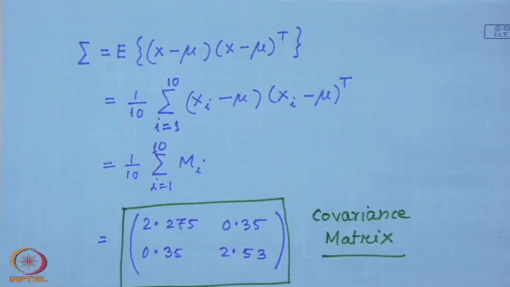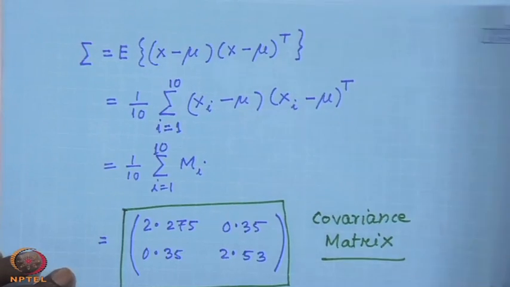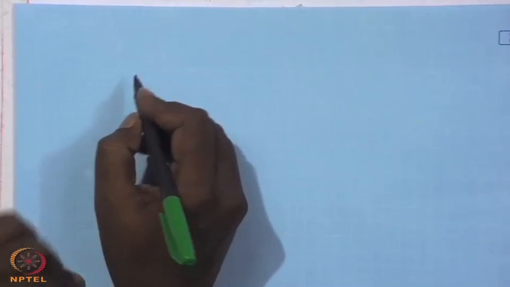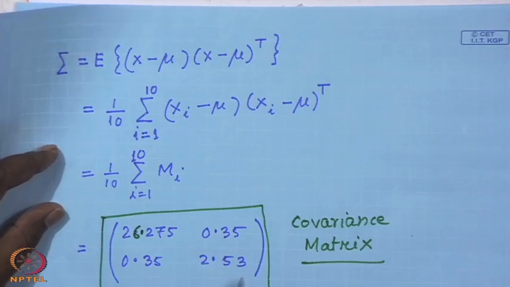Now, the next step is to find the eigenvector corresponding to the maximum eigenvalue of this covariance matrix. So first, let us find the maximum eigenvalue, and then the eigenvector corresponding to it. You all know that if lambda is an eigenvalue of this matrix, then I can find lambda by using this equation. This is 26.275, not 2.275, then 0.35, 0.35, then 2.53.